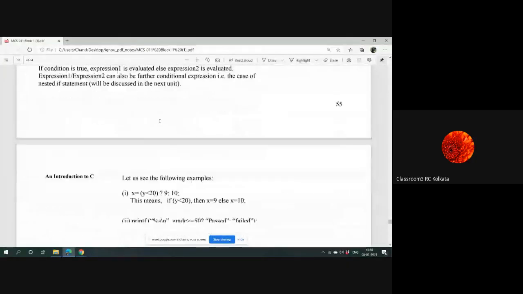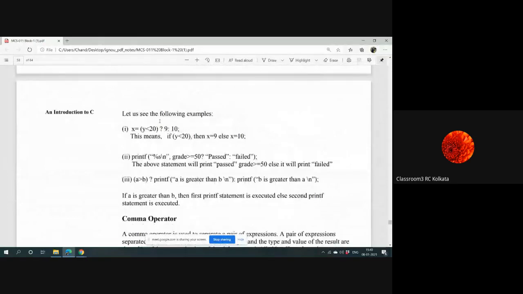See one example. Suppose x is given a value: x equals y less than 20, question mark 9 colon 10. See this expression. If y's value equals 30, then what will be the answer of x? 10. Because y needs to be less than 20, but I told you y equals 30, that means y is greater than 20. So the condition is false. If the condition is true, this part will be the result. If the condition is false, this part will be the result.